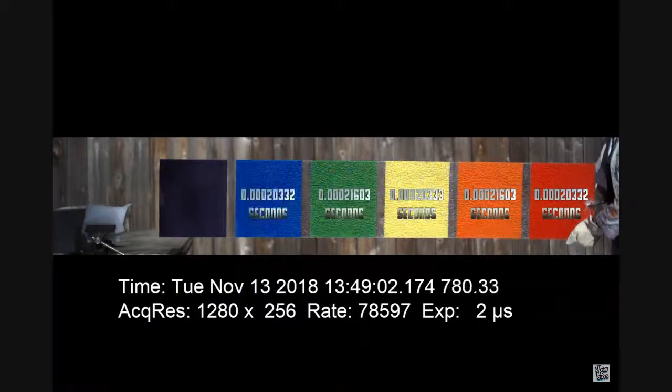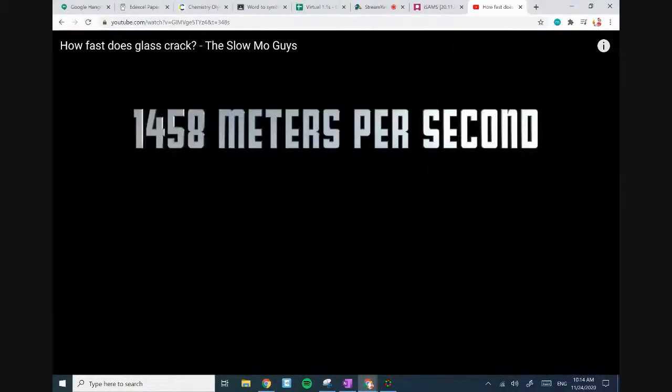So you can actually see it's amazing that they actually calculate the speed at which glass smashes. It's a really cool video. I really love that. It's great value. It's amazing. Let's get rid of that.